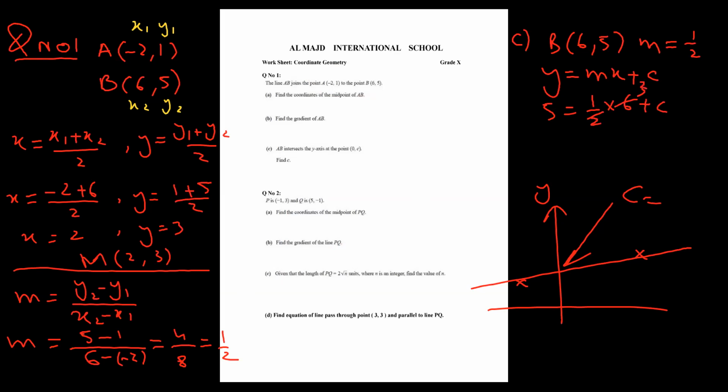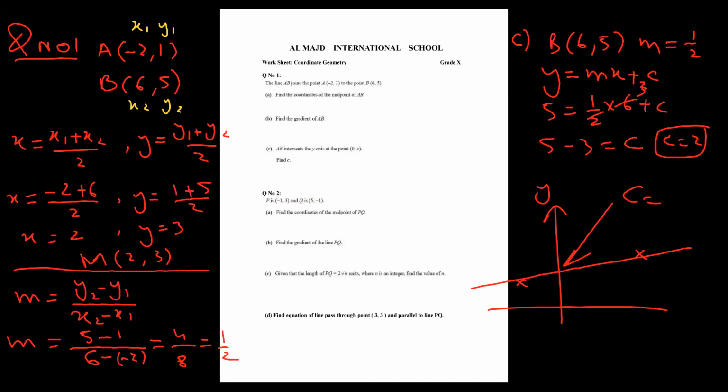So that 3 comes this side, 5 minus 3. So the C value is actually 2. It means where the line cuts the y-axis, that is 2. So I hope the idea is clear.